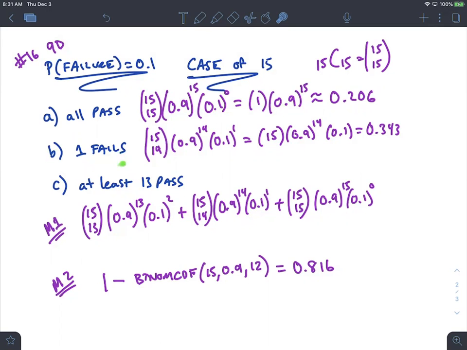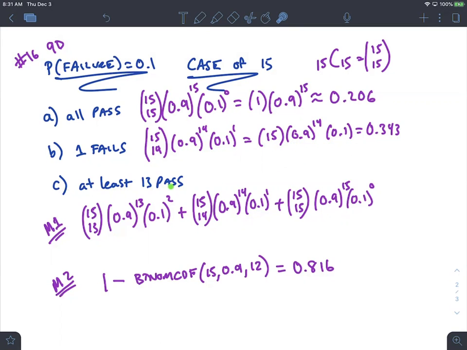All right, if 1 fails, that means that 14 passed. So we want 15 choose 14, and we want 0.9 to the 14th and 0.1 to the 1st. And then 15 choose 14 is 15. Again, you can calculate that, or you can think your way through that. If you have 15 items and you want to choose 14 of them, it's kind of like not choosing one. And there's 15 ways to not choose one, or you can just use a calculator. Anyway, and then you'd multiply it out, and to 3 sig figs, you get 0.343.